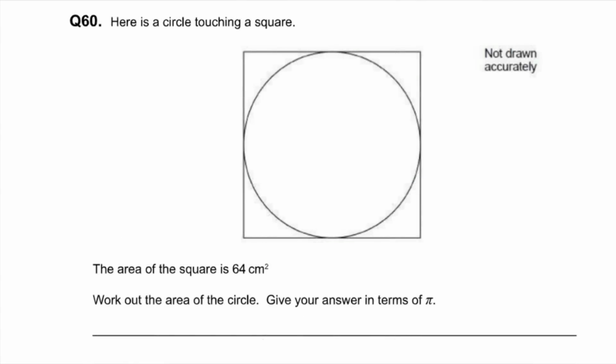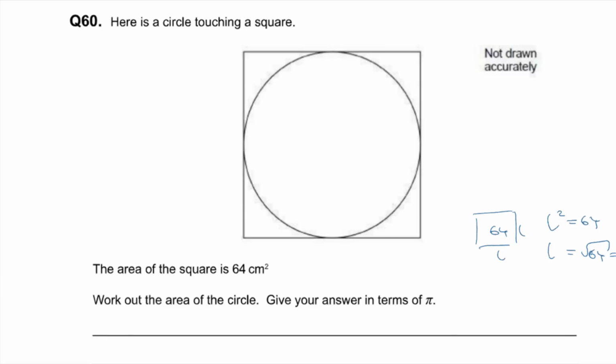Question 60, here is a circle touching a square. The area of the square is 64. Work out the area of the circle. Give your answer in terms of pi. Okay. So I've got a square, it's got an area of 64. Now you find the area of a square by multiplying the length and the length together. So that means that my length squared is equal to 64. So if I want the length, I need to square root 64 in order to find it. So what is the square root of 64? Well, 64 is 8 times 8, isn't it? So the square root of 64 is 8.